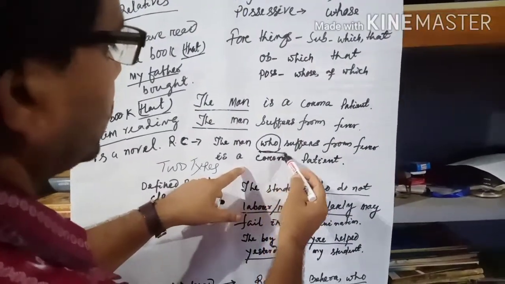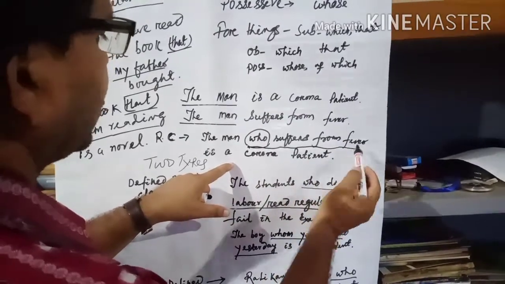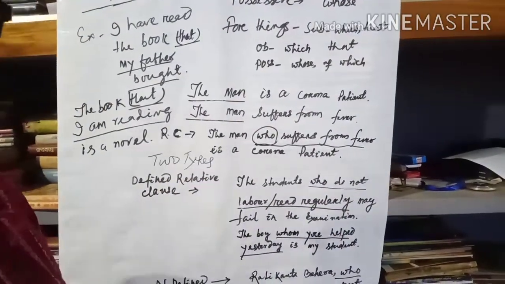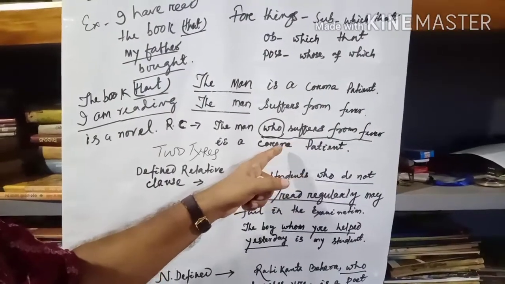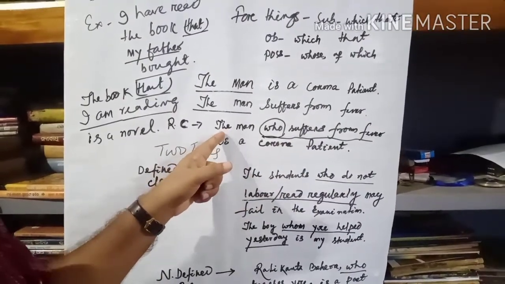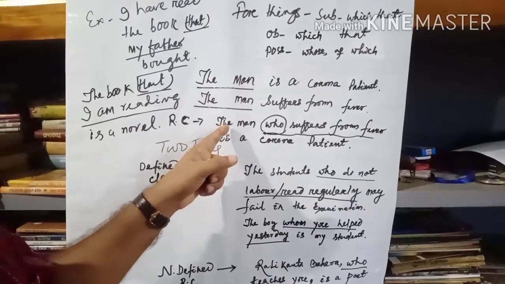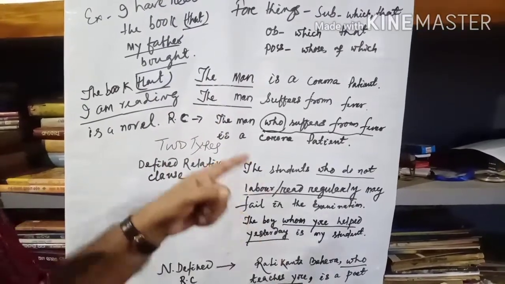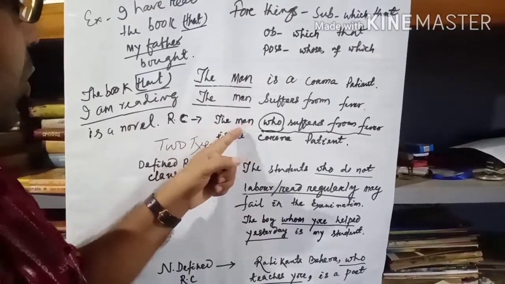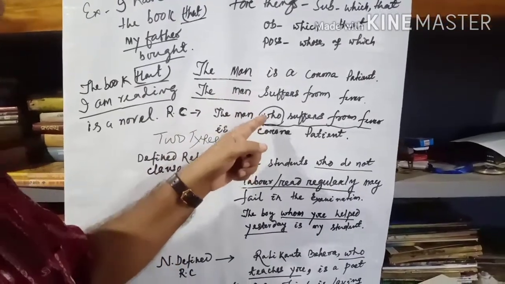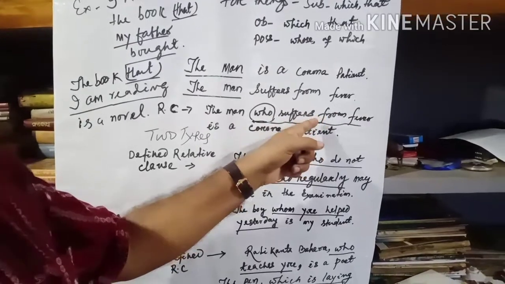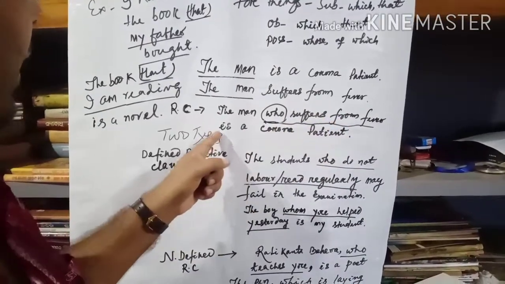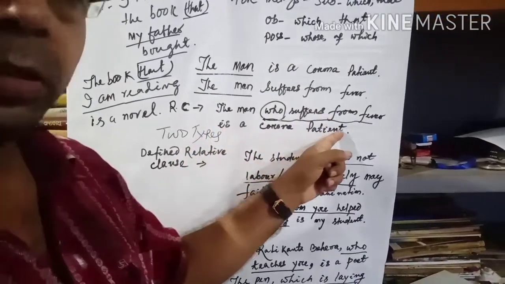You must be sure that this is the relative clause, and this relative clause relates the noun phrase, the main, or the antecedent. Just after the antecedent there is the relative pronoun, and then there is the rest part of the relative clause, and then the part of the main clause.